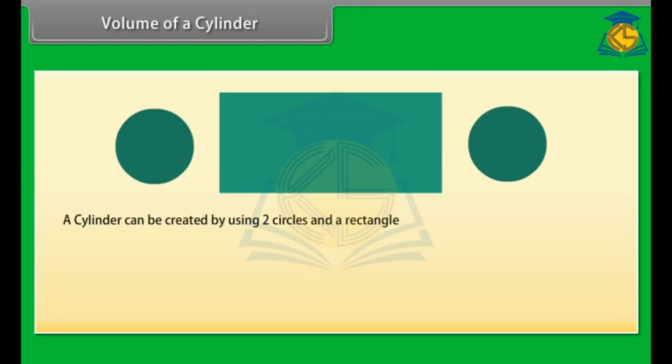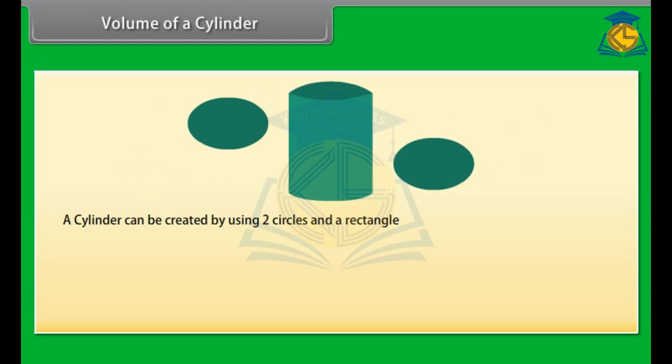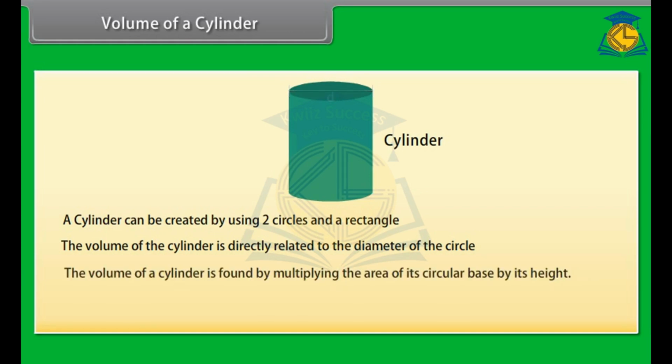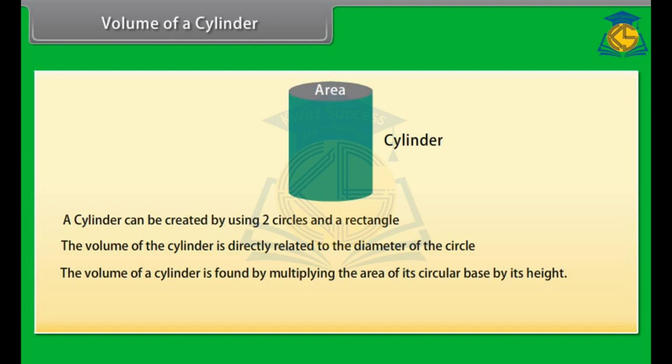Volume of a cylinder. A cylinder can be created by using two circles and a rectangle. The volume of the cylinder is directly related to the diameter of the circle. The volume of a cylinder is found by multiplying the area of its circular base by its height. That means the volume of a cylinder is equal to the area of the circular base into height.